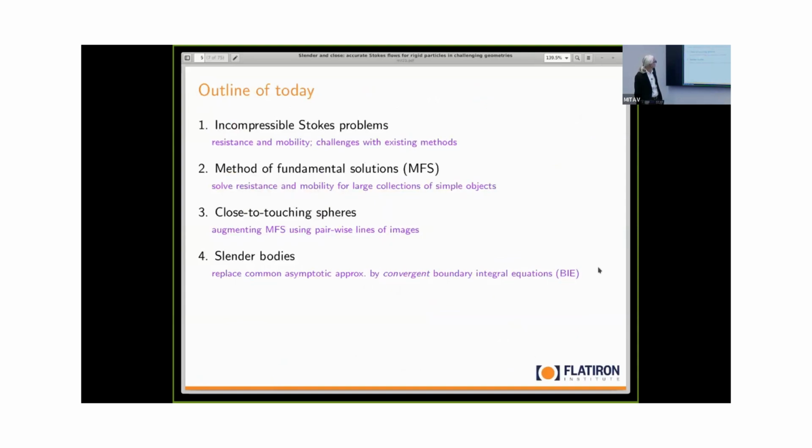Okay, so what I'll talk about is boundary value problems for Stokes, and some of the challenges: the method of fundamental solutions to solve them, these two problems, the resistance and mobility problem, when you have a lot of objects, then how to deal with spheres when they get close to each other, and then how to deal with slender bodies, including when they get close to each other. So the middle part is the method of fundamental solutions. The last part is boundary integral equations. There's some kind of interplay between those methods. I use both, and they have their different advantages.